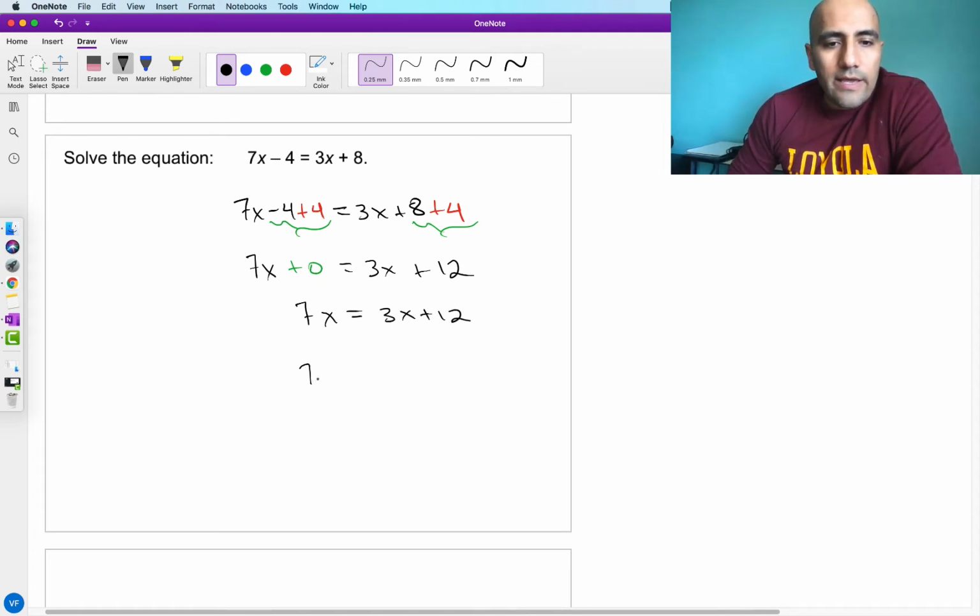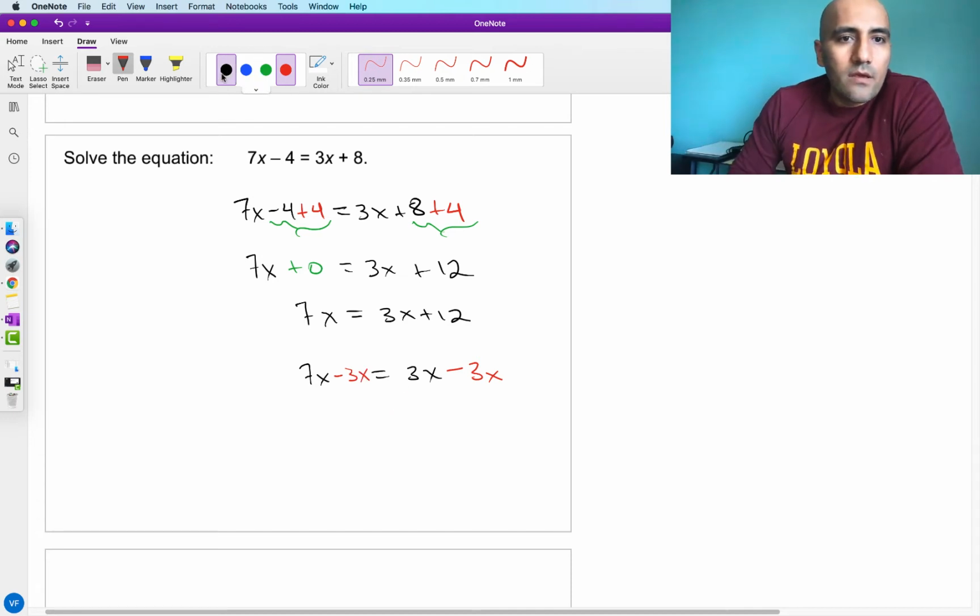And now, again, I'm going to put a little bit of space there. Focusing on isolating the variable x on one side, what I want to do is subtract 3x from this side, since I know that that'll make it 0. Therefore, I also subtract 3x from that side. And then we still have that plus 12. It doesn't disappear, I just brought it down. So here I added 4 to both sides. Here I subtracted 3x from both sides.